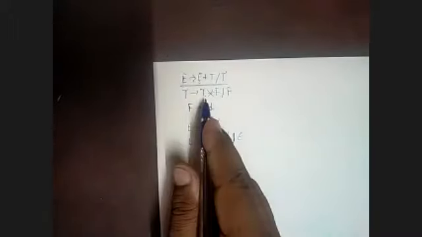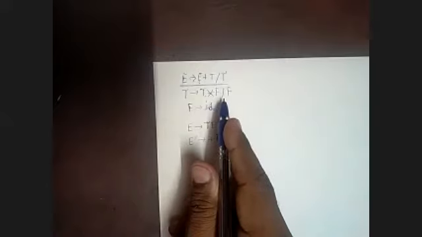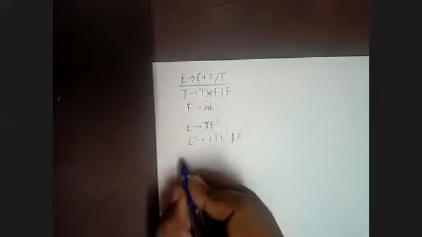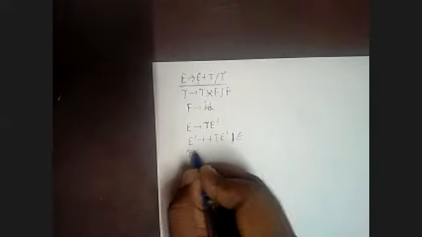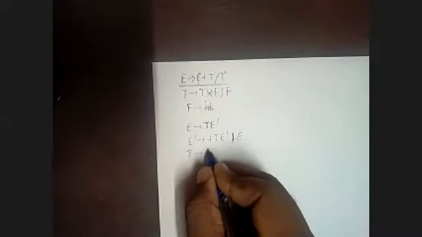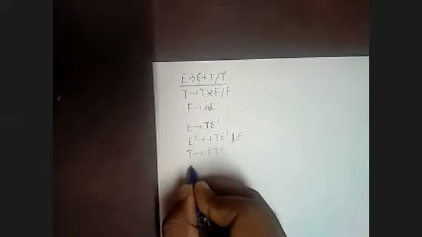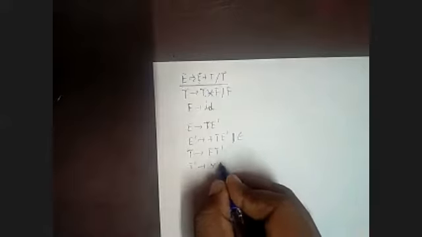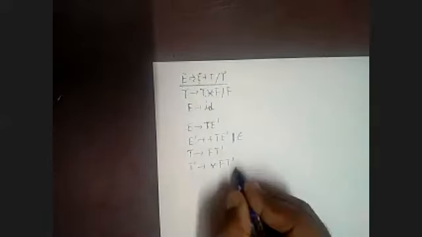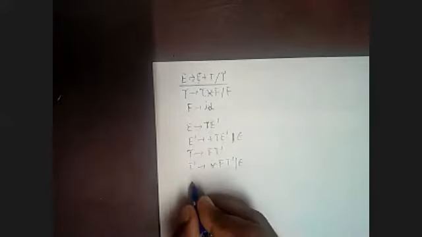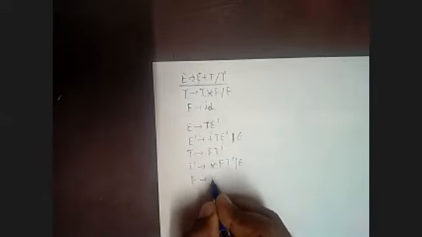T tends to T asterisk F or F, right? So rewrite the production T tends to F T dash. Now T dash tends to, now this T is removed, asterisk F T dash, or epsilon. And the last production is without recursion, so F tends to id. Clear?